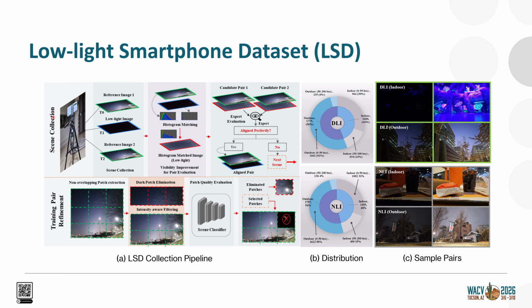Multi-frame acquisition. We use a three-frame capture strategy, reference, low, reference, to guarantee temporal alignment between the noisy and clean images. Expert verification. Here, humans manually inspect these pairs, discarding over 1,500 scenes that had motion blur or focal shift. Patch refinement. Finally, we use a classifier to automatically filter out low-quality patches, such as those with overexposure.